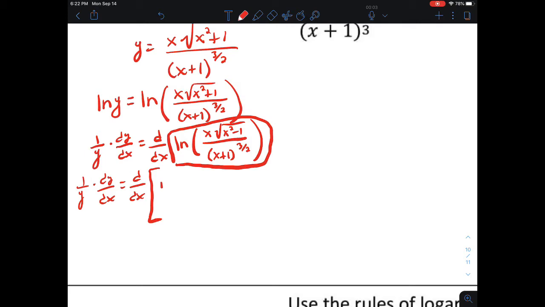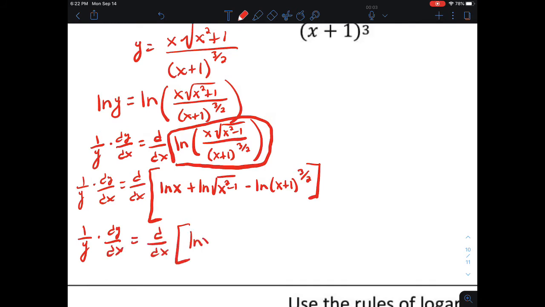And so we break it up, and this will become the ln of x plus the ln of the square root of x squared minus 1 minus the ln of x plus 1 to the 3/2 power. Now, if you remember your properties of logarithms, you can take all exponents and write them as coefficients. Now, we're looking at a line that is much easier to take the derivative of each part.